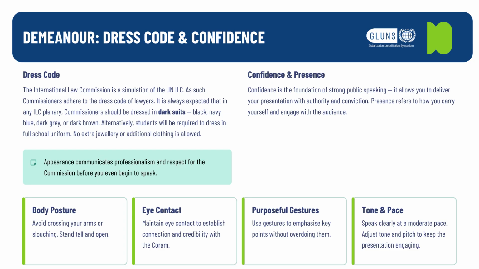In order to enhance your confidence and your presence, it is very important to incorporate the correct body posture and body language. It is also very important to maintain eye contact to establish connection and credibility. Be sure to speak clearly and at a moderate pace without rushing or mumbling to ensure that you're audible. Ensure to also adjust your tone and your pitch to keep your presentation more engaging.